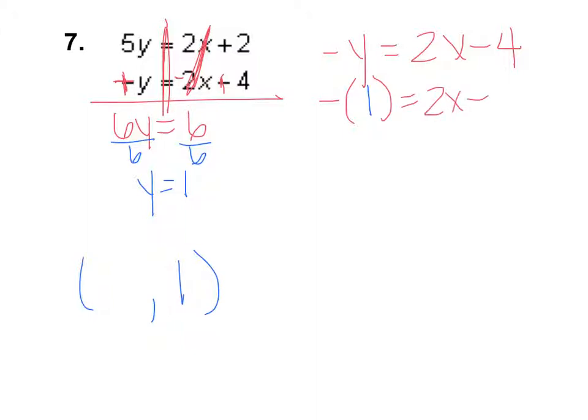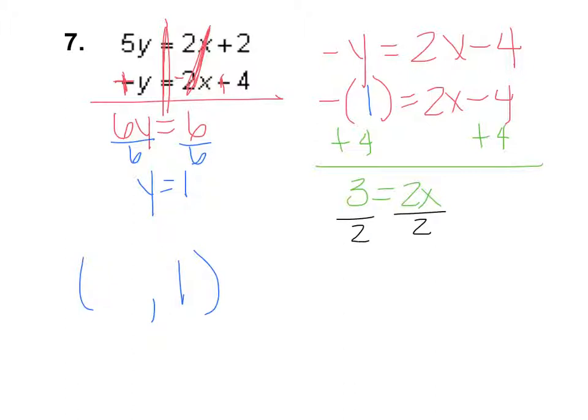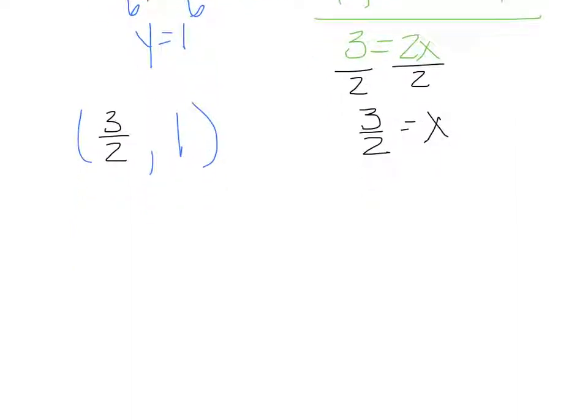equals 2x minus 4. So to get x by itself, I need to add 4 to both sides. Negative 1 plus 4 is 3 equals 2x. And to get x completely alone, I'm going to divide both sides by 2. And I get that x equals 3 over 2. So that would be the second half of my answer. So my ordered pair is 3 over 2, 1. Lastly, number 9.